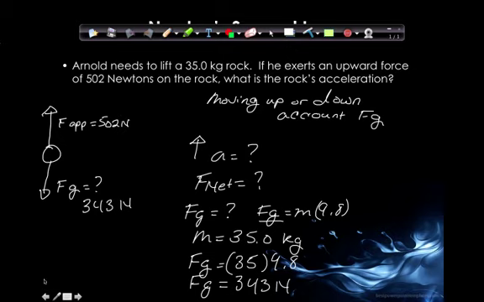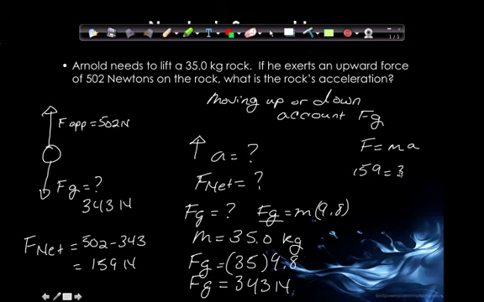So the rock is experiencing 343 newtons of force going downwards, while it's also experiencing 502 newtons of force going up. So to get the net force, since they're going in opposite directions, I will subtract them. So it's 502 minus 343, which is 159 newtons of force. That is the net force being experienced on the rock. So now I can solve for the acceleration that is going up. So force is equal to mass times acceleration. The net force is 159. The mass is 35. So now I can solve for acceleration.